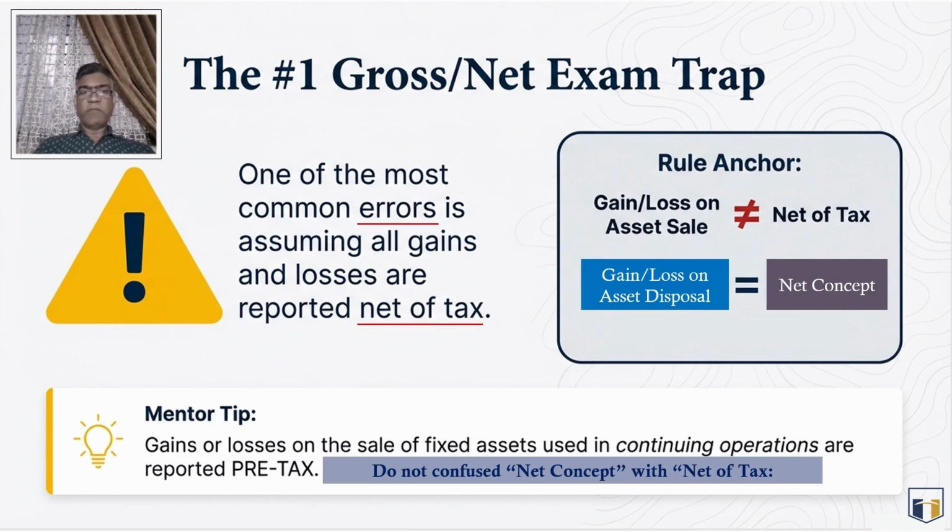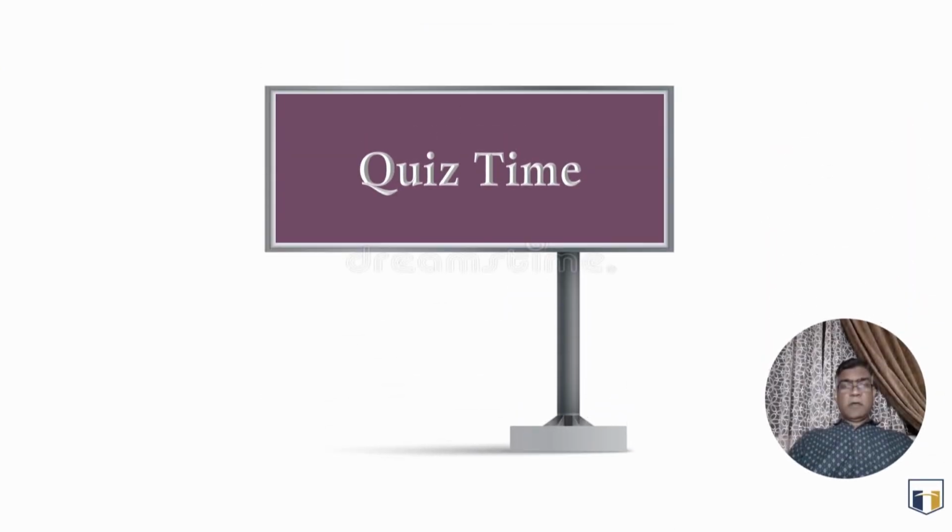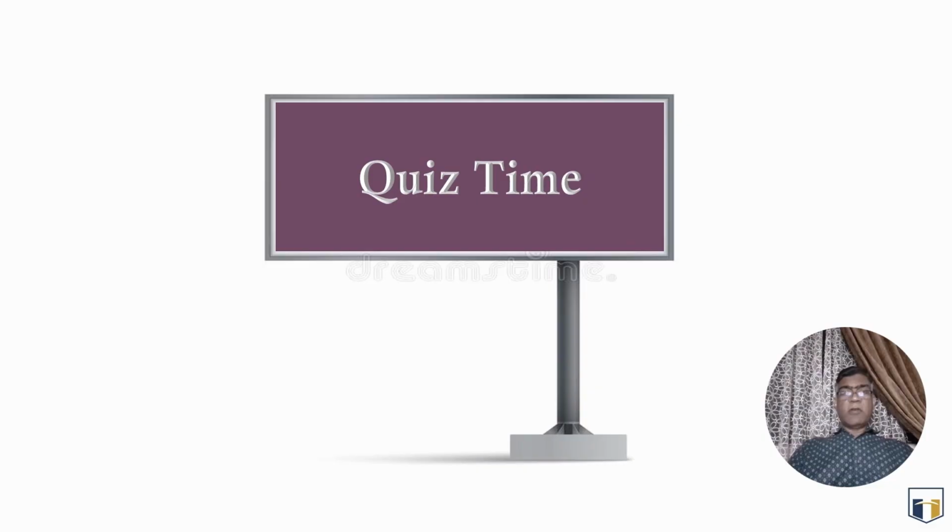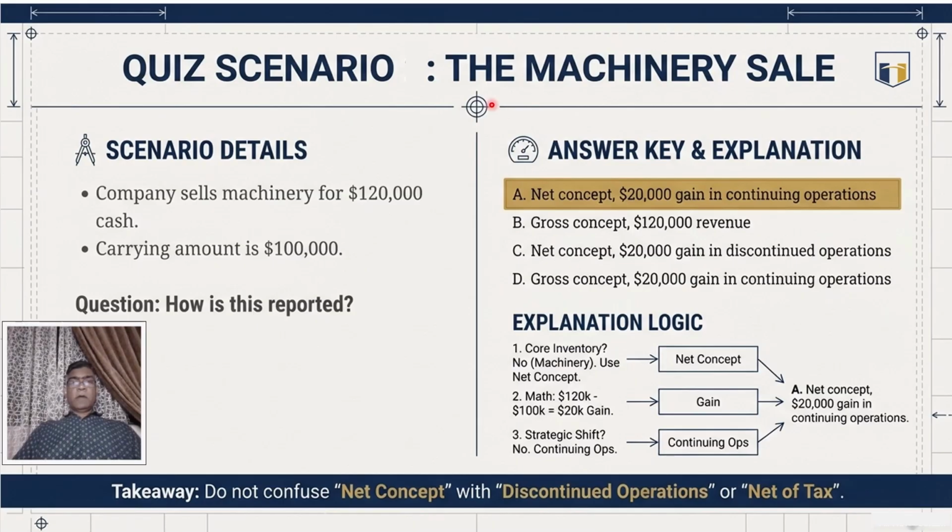Be careful. In this section, we will test our knowledge. This is the machinery sale question. Here are the scenario details. The company sells machinery for 120,000, and the carrying amount is 100,000. What is the question? This is called the call of the question: how is this reported? There are four answers: A, B, C, D.